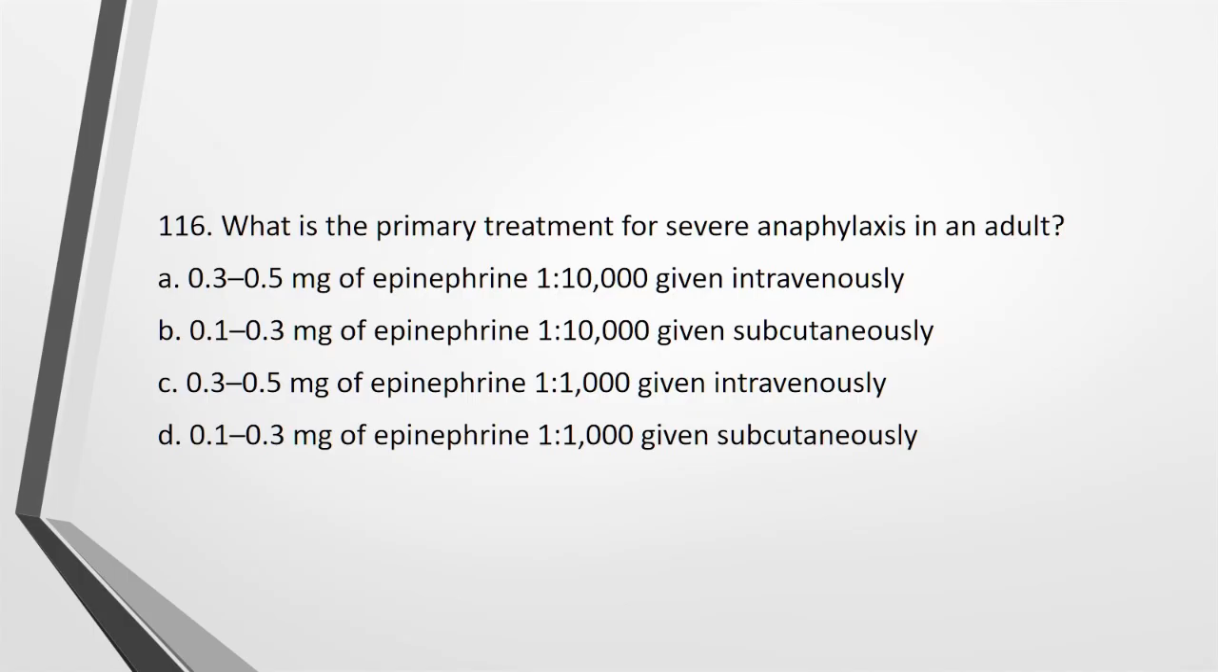A. 0.3 to 0.5 milligrams of epinephrine 1:10,000 given intravenously. B. 0.1 to 0.3 milligrams of epinephrine 1:10,000 given subcutaneously. C. 0.3 to 0.5 milligrams of epinephrine 1:10,000 given intravenously. D. 0.1 to 0.3 milligrams of epinephrine 1:10,000 given subcutaneously.